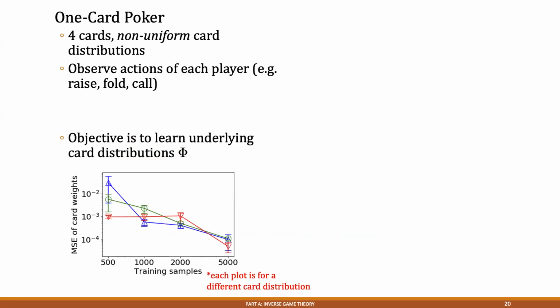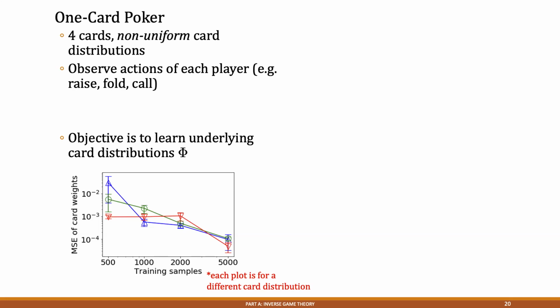On the left, I have this example of one card poker. It's a very, very small game, right? Where you have a very simplified version of poker with just four cards. And the catch here is that the cards are non-uniformly distributed, right? And you're trying to infer what this distribution is by observing the actions of each player.